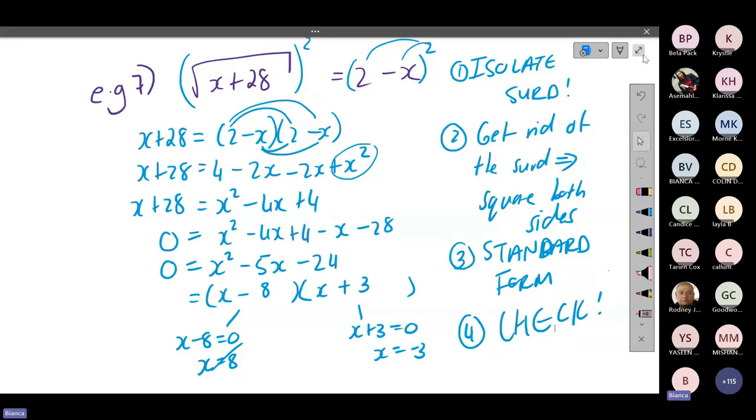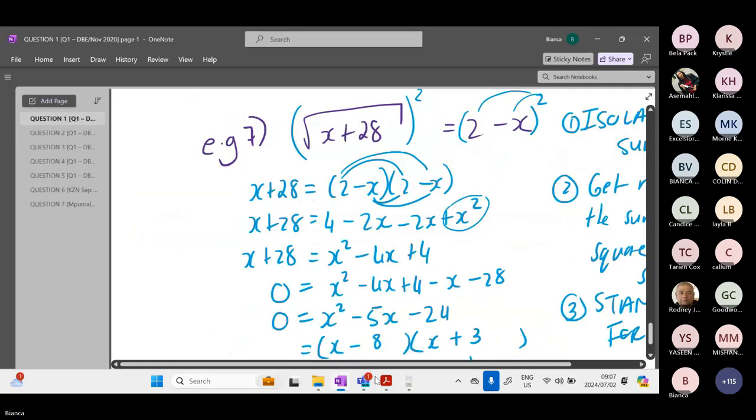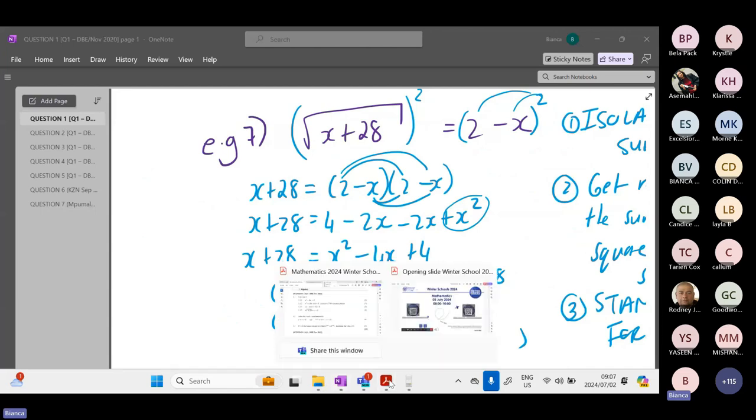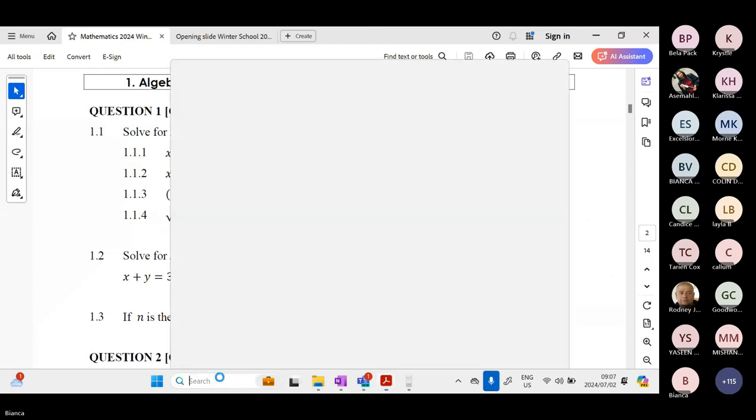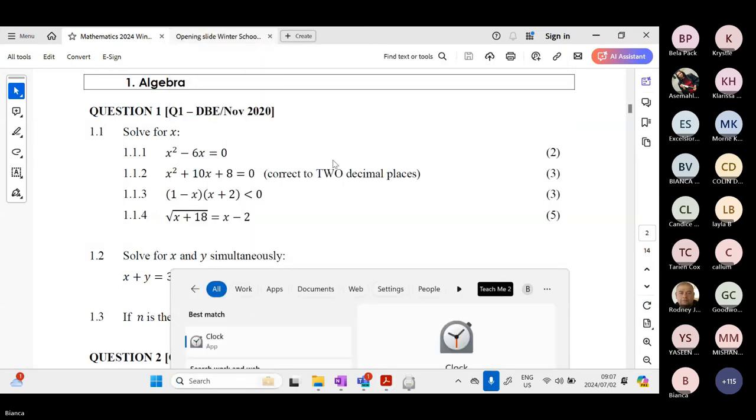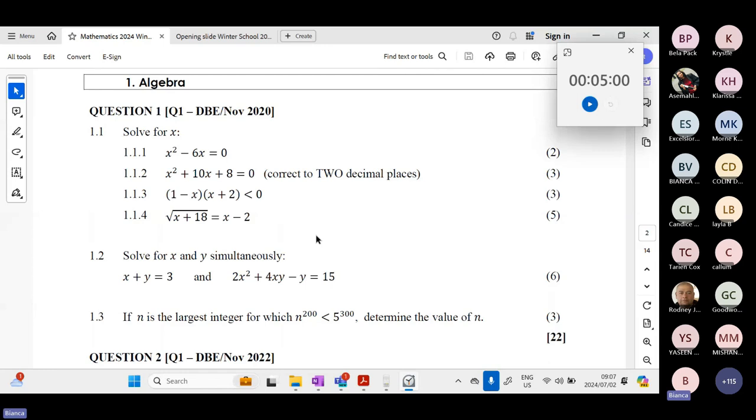I want you to please do on page 2, I'll leave this up for a few seconds for learners that want to copy those notes. So on page 2, just do 1.1.4, it's 5 marks. And how much time do you get? 5 minutes max. Okay, so everybody's doing 1.1.4, and you're all getting 5 minutes.